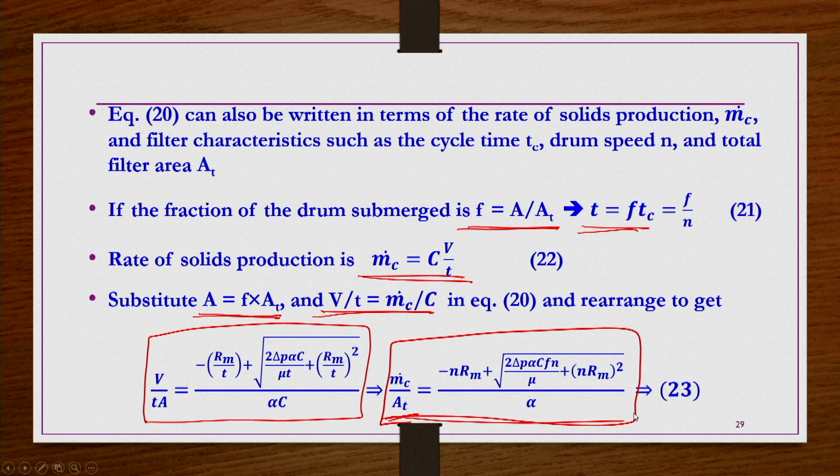This is a much more convenient form of the equation to be used for continuous filtration processes, because in general in continuous filtration processes, this m dot c or n, f etc. are available rather than V and t.